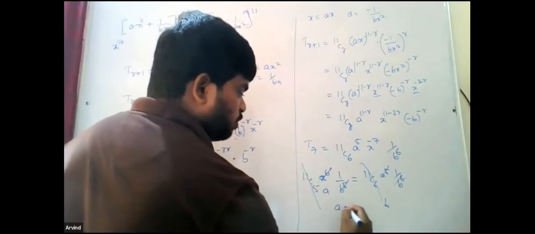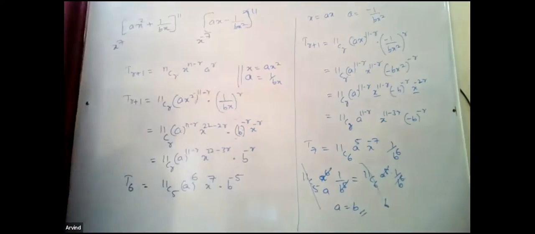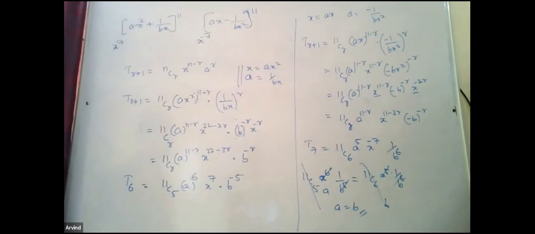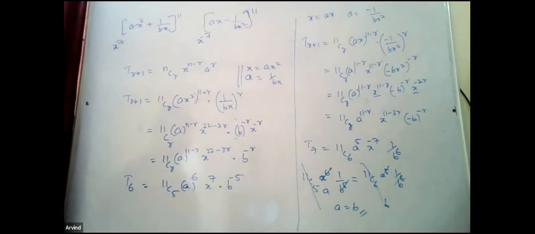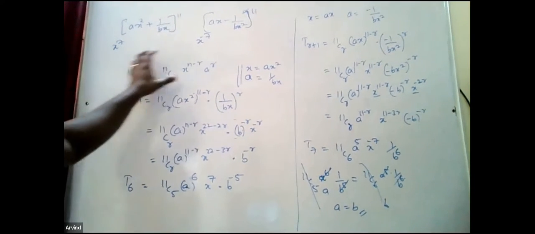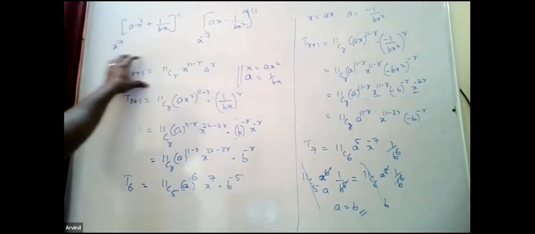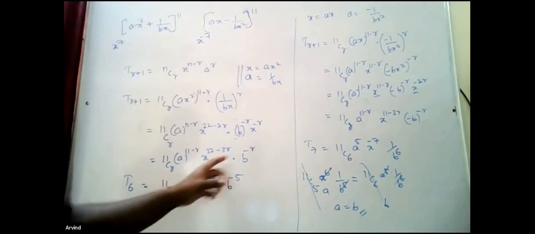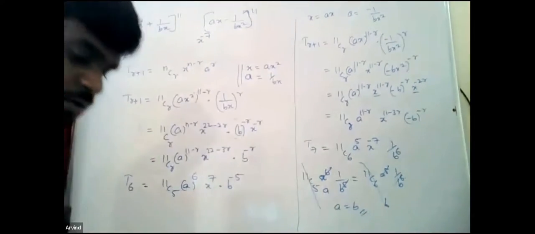So what did you get? You got a is equal to b. That's what you got. Okay. That's the relationship. So remember, you use the nth term formula. It seems a bit lengthy, but use the nth term formula, find the r value, and equate.